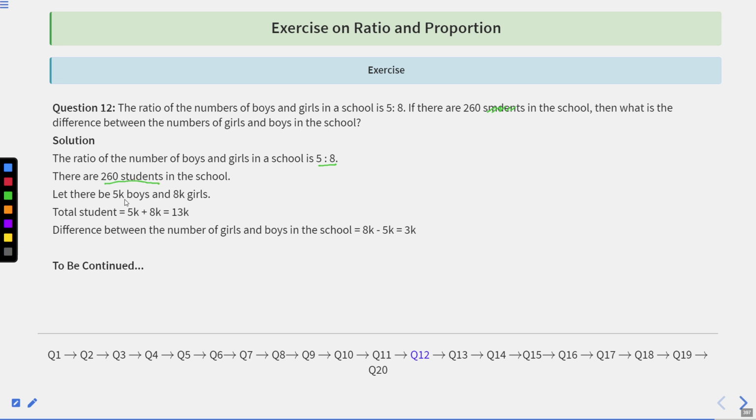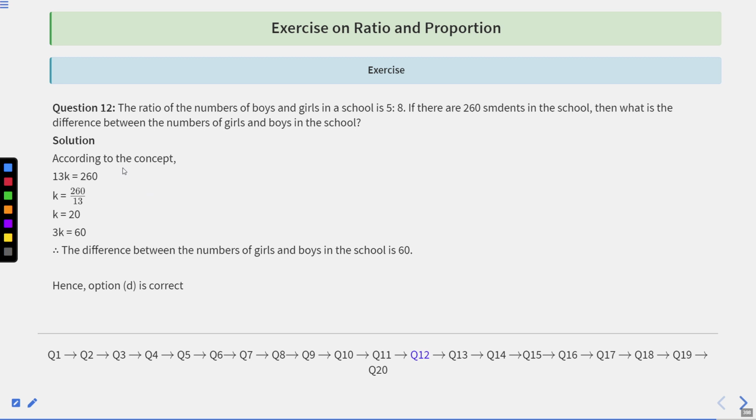So let there be 5k boys and 8k girls. That means the total number of students will be 5k plus 8k, that is 13k. The difference between the number of girls and boys is 8k minus 5k, that is 3k. So according to the concept, 13k is equal to 260. That means k is equal to 20. So the difference between the number of girls and the number of boys in the school is 60. So the option correct here is option D.